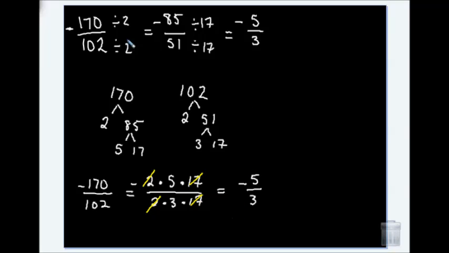So again, I can do repeated division. If that's easier, you can do it that way. Or you can make 2 factor trees. List your factors, and your matching factors between numerators and denominators cancel, and you can simplify that way.